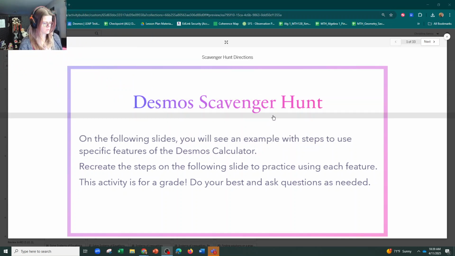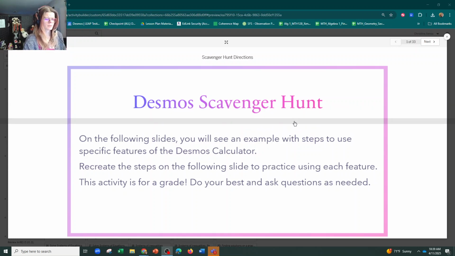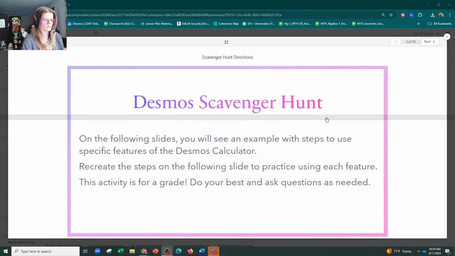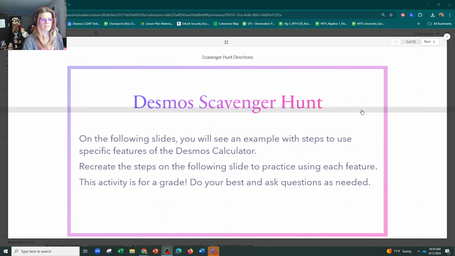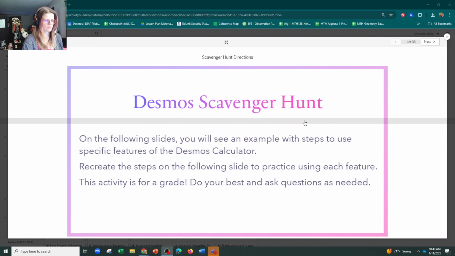This was assigned to my students to help them review some really important skills that they're going to need on the Algebra 1 LEAP test. So this will be focused on Algebra 1 skills. Feel free to comment if you feel like there's something else that could be added, something that you've discovered.